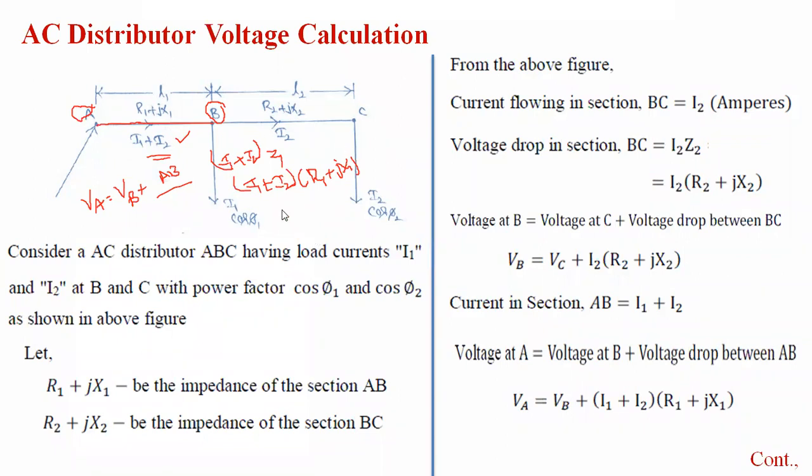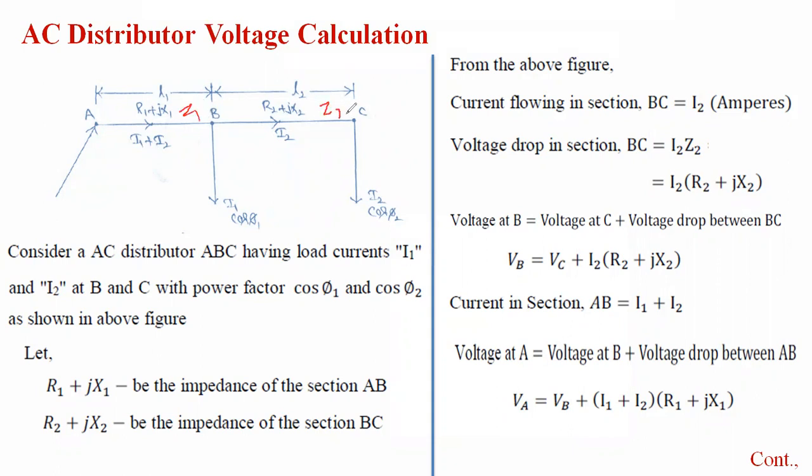This is AC distribution voltage calculation. Here, we take a radial distribution system. In a radial distribution system, the supply is fed at one end and the distributors are connected to a single feeder. The major drawback is that if a problem occurs at any one distributor, all the connected distributors are affected by the power cut. The supply is fed at A, with distributor points B and C. The total current is I1 plus I2. Some current is taken at B, I1 with cos φ1, and the remaining current I2 with cos φ2. Between AB the impedance is Z1, and between BC the impedance is Z2.